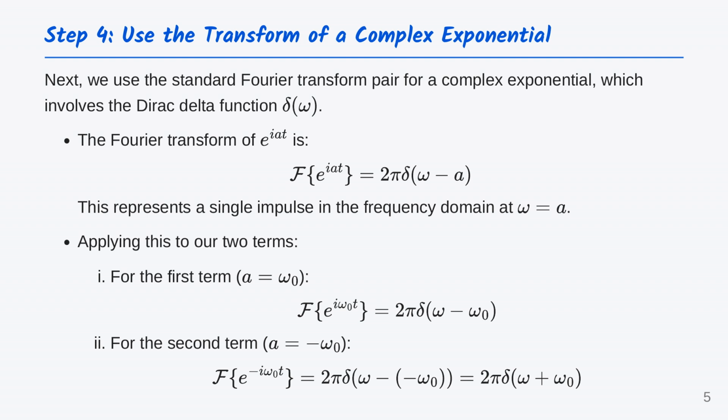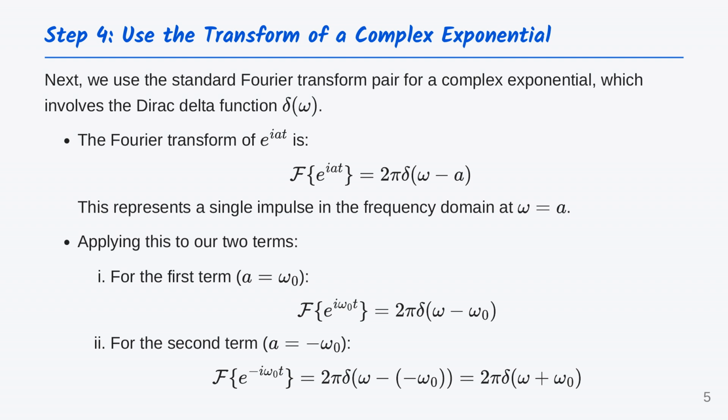This is a standard result that you'll use all the time, and it involves the Dirac delta function, which we write as delta of omega. The rule is that the Fourier transform of e to the power of iota a t is simply 2 pi times the delta function of omega minus a. What this represents is a single sharp impulse in the frequency domain located right at the frequency omega equals a.